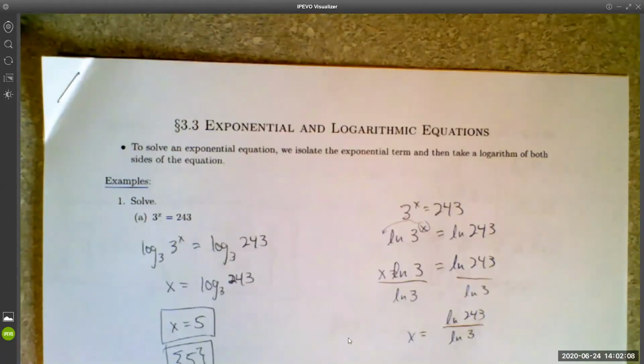All right, so that does it for 3.3. That'll take care of our discussion of exponential and logarithmic functions. So in 3.4, we'll start talking about trigonometric functions.